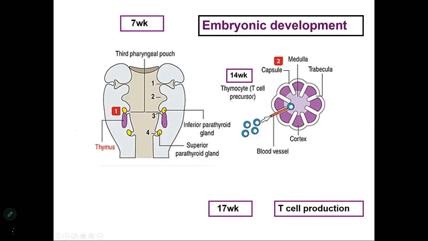This is the location of the primordium of thymus here in pharyngeal arches, pharyngeal pouches, and the yellow ones are parathyroid, superior and inferior. Inferior migrate downward, superior migrate upward.